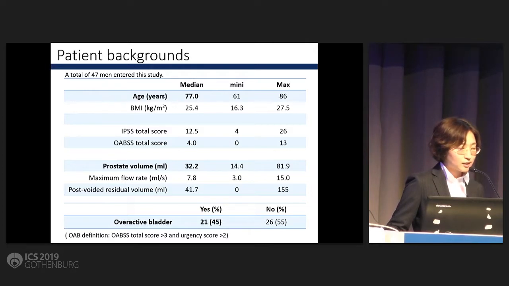Patient backgrounds. A total of 47 men entered this study. The median age was 77 years old, and the median prostate volume was 32.2 milliliters. About half of the patients had overactive bladder.